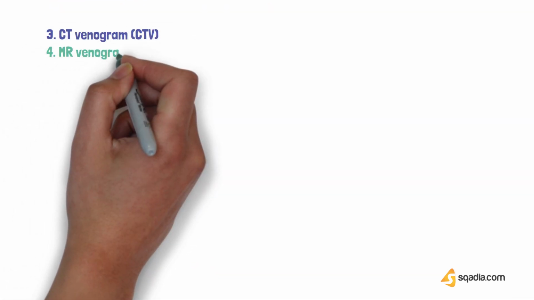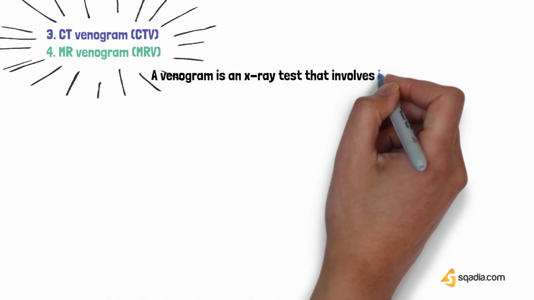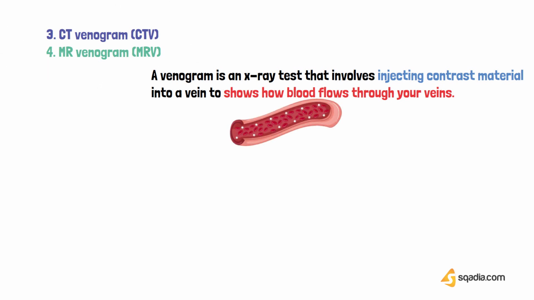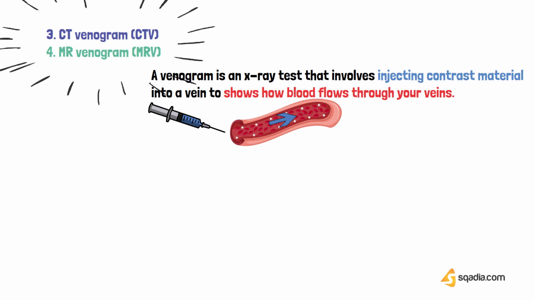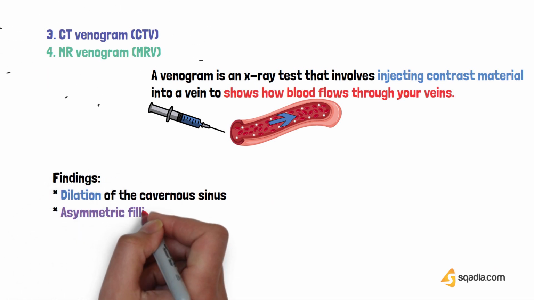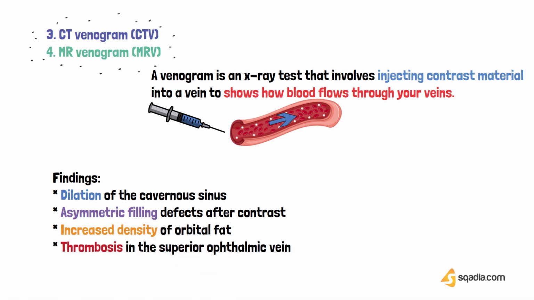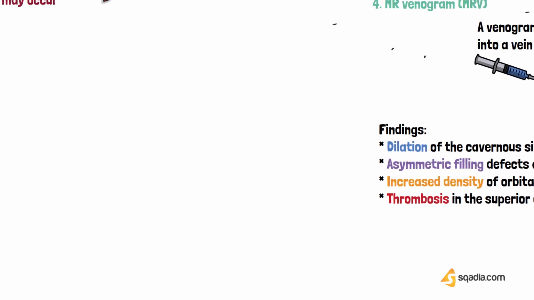Another set of neuroimaging that can be done is known as CT venogram or MR venogram. So basically, a venogram is the type of an X-ray in which a contrast material is injected, and then we use the X-ray to see how the blood is flowing through the veins. So when we carry out CT venogram or MR venogram, some of the findings include dilation of the cavernous sinus. There may be asymmetric filling when the contrast material is injected. The orbital fat may be increased in density, or we may find a thrombus in the superior ophthalmic vein.